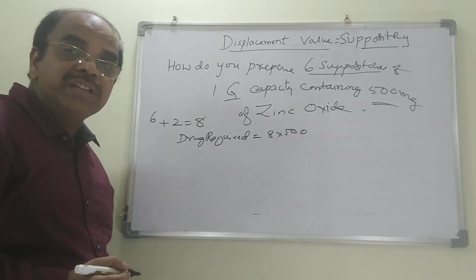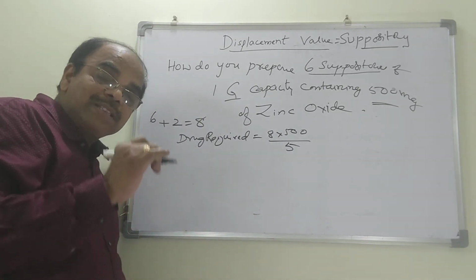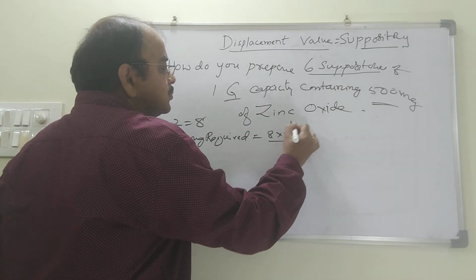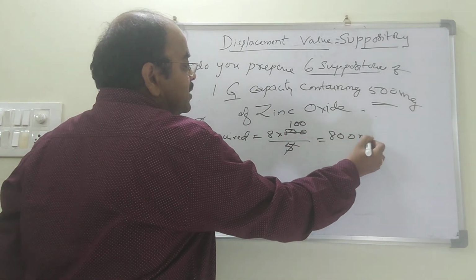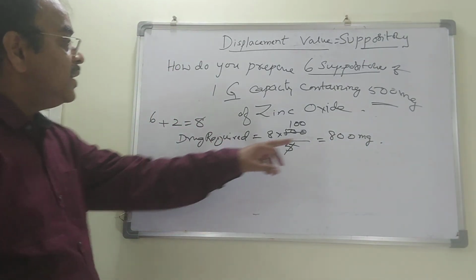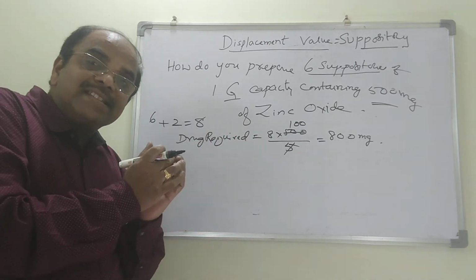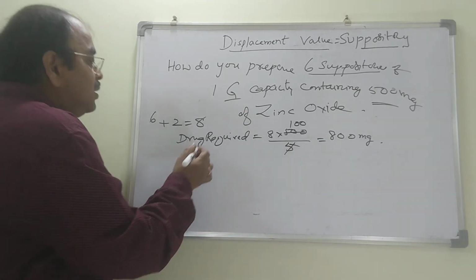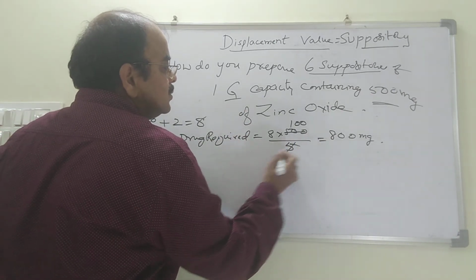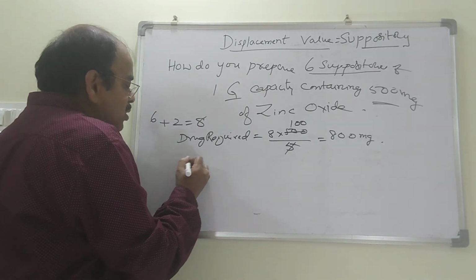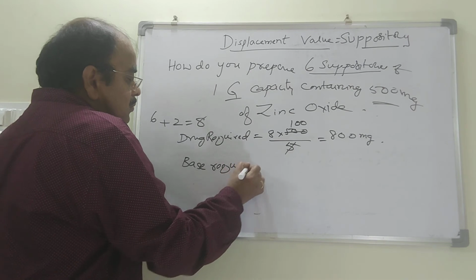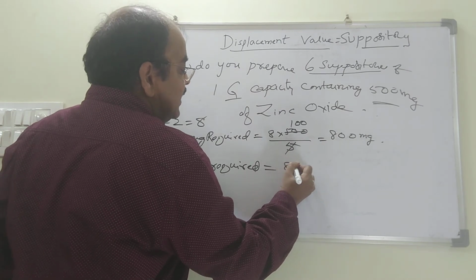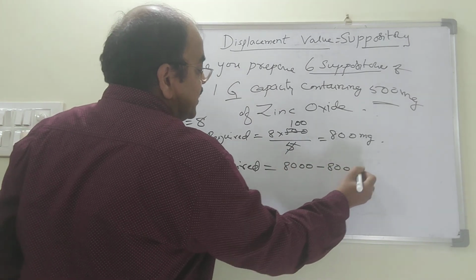What is the displacement value of zinc oxide? 5. For bismuth subgallate, it is 3. For zinc oxide, it is 5. So, it is again 800 mg. This is the volume of the base displaced by 4000 mg of the drug. Right? So now next one is the amount of the base required. It is 8000 minus 800, 7200.